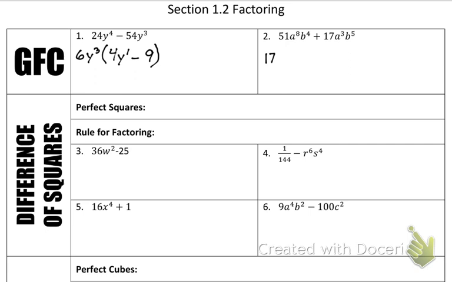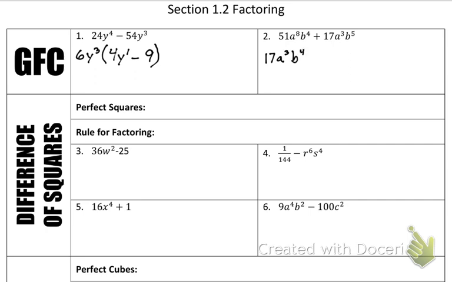A to the 8th, A to the 3rd. What goes into A to the 8th and A to the 3rd? Don't add them. A to the 3rd. We always pick the smaller one. So A to the 3rd goes in both of them. All right, I have B to the 4th and B to the 5th. I'm going to pull out B to the 4th.